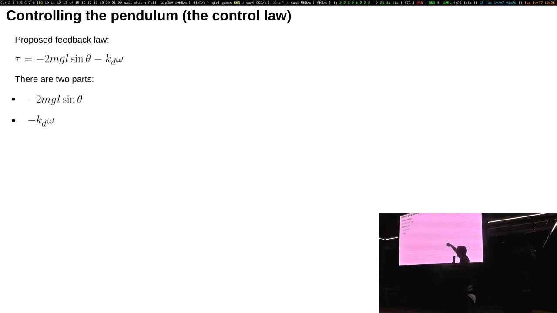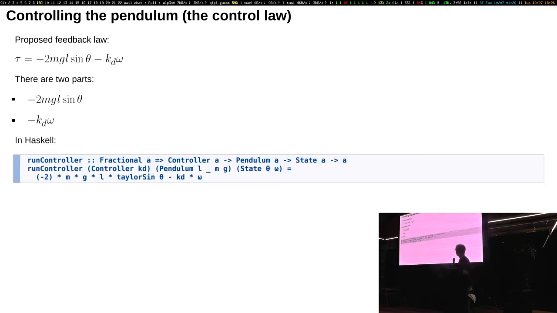Okay, second part, kd times omega. Anybody? Owen? Yeah, it's more damping. This lets us add another proportional damping term, so friction proportional to how fast we're going. So that part is just to reduce the wobbliness. Okay, so it makes sense? That's it.